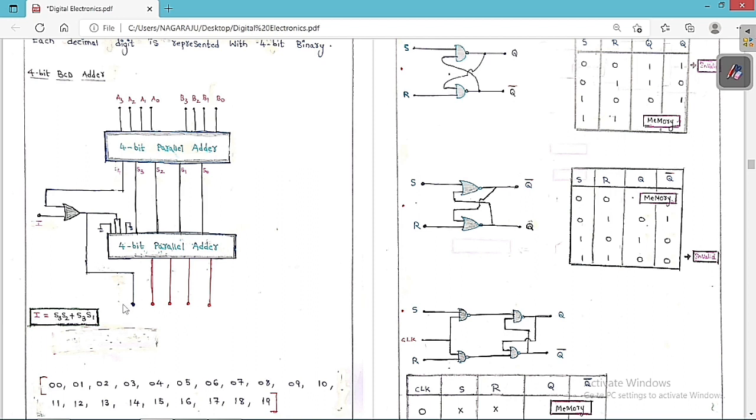Only this is the range it can read, from 00 to 19. Suppose you go for 9 plus 9, because basically we are only going to add 0 to 9 and 0 to 9. 9 plus 9 is 18. Yes, it can read 9 plus 9, 18 also. So this is a point that you always have to keep in your mind.